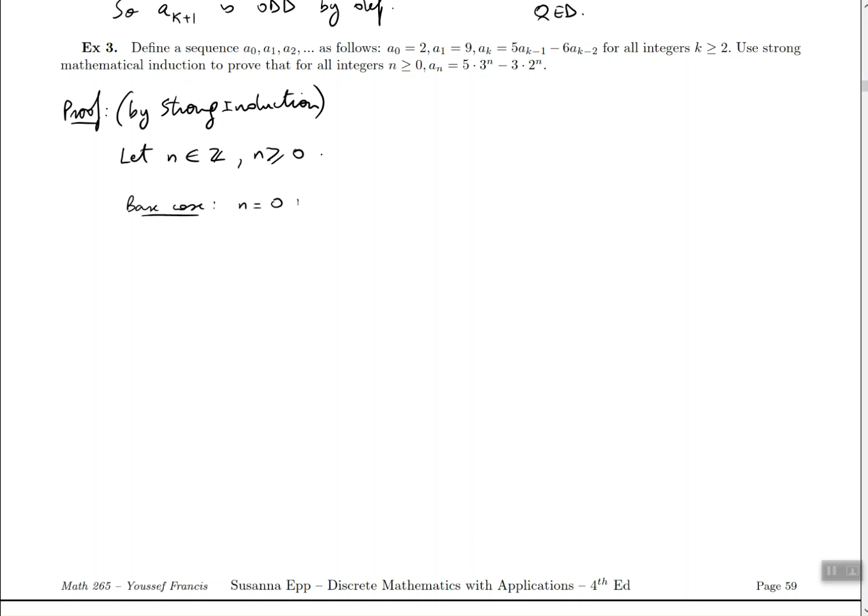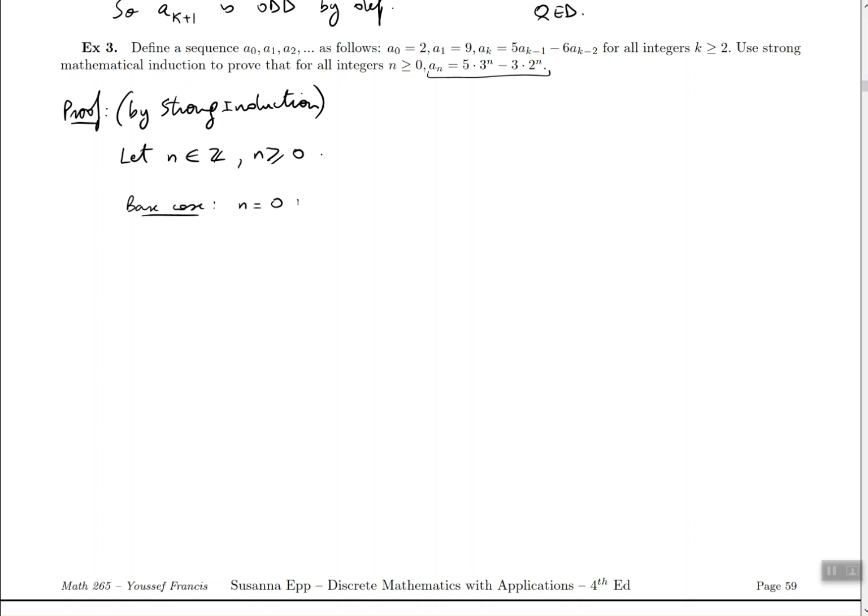Okay, so here we go again. Example 3 says define a sequence a1, a2, and so on, such that a0 is 2, a1 is 9, and so on and so forth. So this is how the sequence is defined recursively, and this formula works for any k greater than or equal to 2. We want to use strong math induction to prove that the formula that generates the terms in the sequence can be this formula, basically.